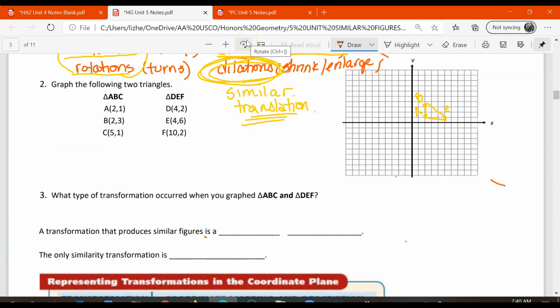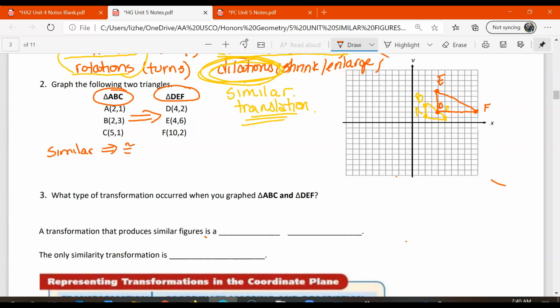We are at 4, 2, which is D. 4, 6, which is E. And 10, 2, which is F. And so we have these two triangles. And this would be a dilation. If we start with ABC, we got bigger and turned into DEF. These two triangles are similar. They are not congruent.